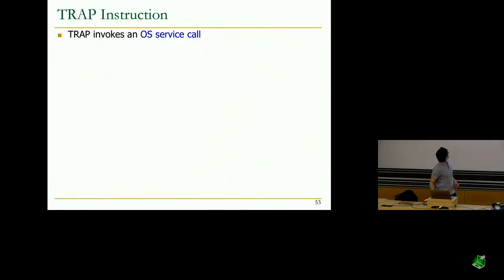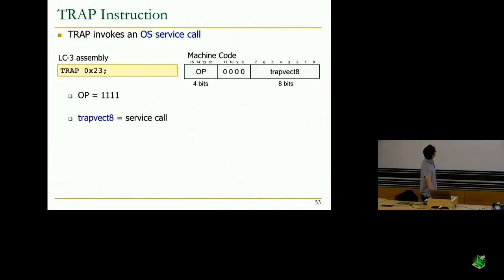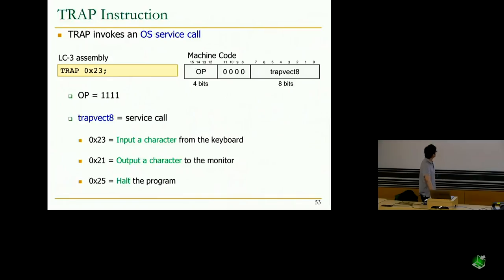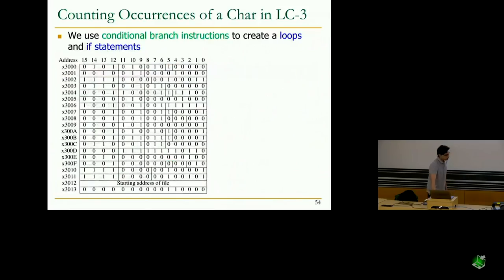This is just one slide to talk briefly about the trap instruction. This is useful to invoke operating system service calls. In our program, we can ask the operating system to do something for us. This is what is called a service call. For example, input a char from the keyboard, output to the monitor, or halt the program. We are going to use these 3 actually in the program.